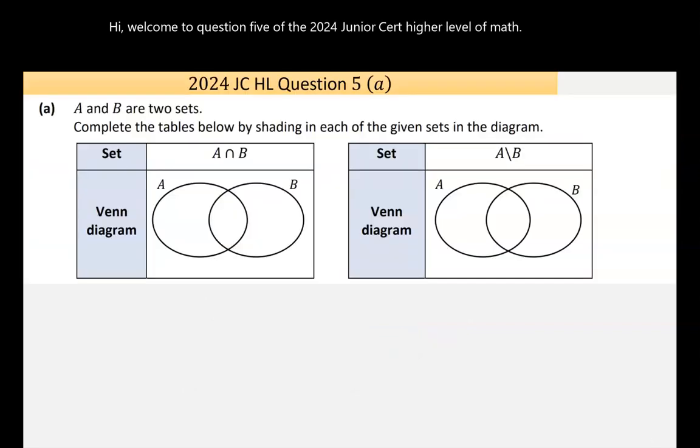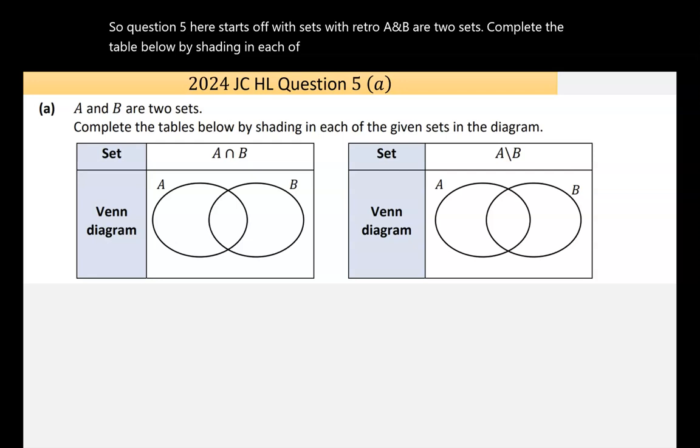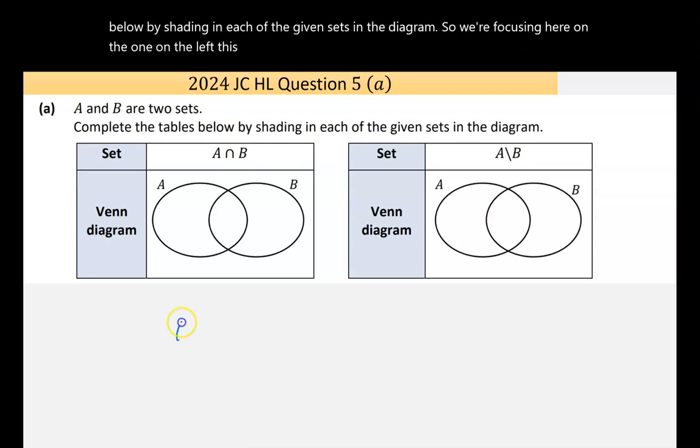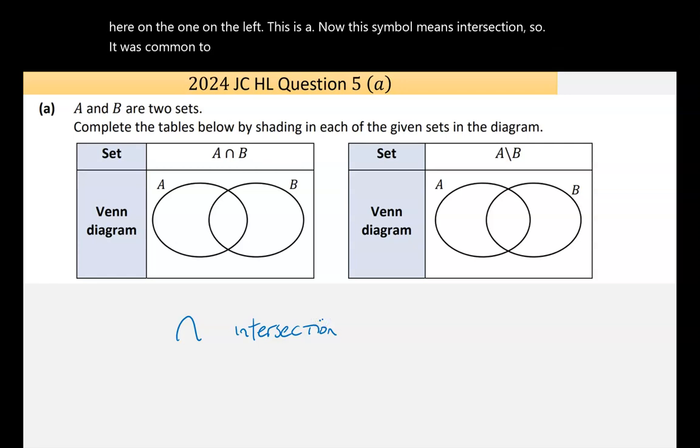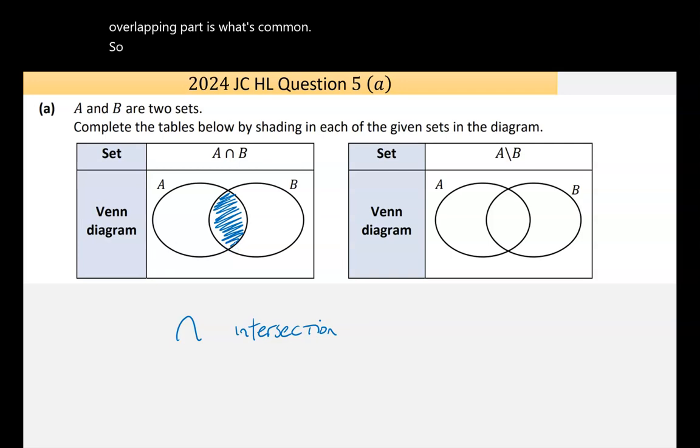So question 5 here starts off with sets. We'll read through. A and B are two sets. Complete the table below by shading in each of the given sets in the diagram. So we're focusing here on the one on the left. This is A. Now this symbol means intersection. So what's common to both, okay? So we've set A here and then set B overlapping. The overlapping part is what's common. So that's A intersection B.